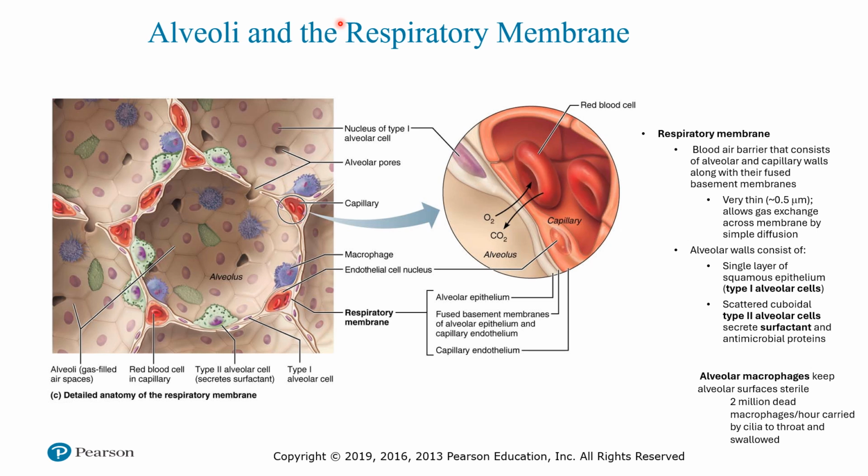Okay, now let's have a look at this respiratory membrane. This blood-air barrier consists of the alveolar membrane and the capillary membrane. These two walls are fused together, and it is very thin. It is about 0.5 micrometers, and it allows the gas exchange to happen easily. This is the respiratory membrane, this is the alveolar side, and this is the capillary side.